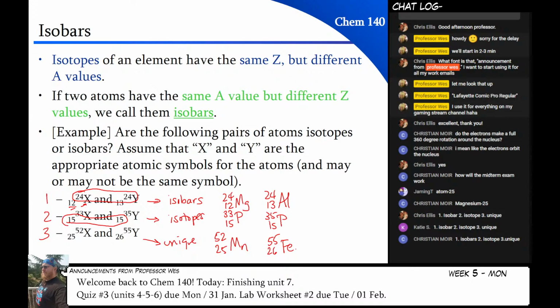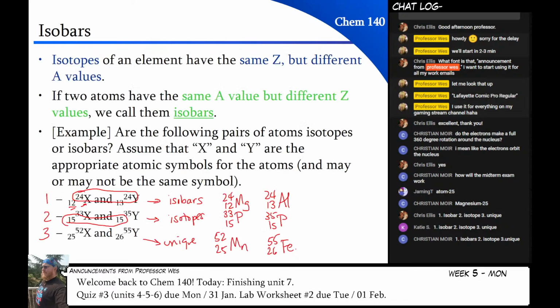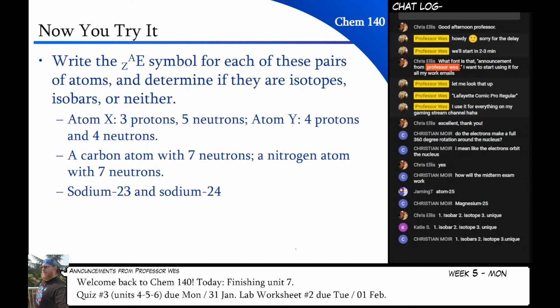All right, so now that we've defined all of these things, oh, I have more practice problems for you to try. Yeah, go ahead and do these, because we have time. So, I want you to write the isotopic notation symbol, just like I did over here, based on these descriptions, and I want you to tell me if the members of each pair are isotopes, isobars, or unique. So, we'll number these again, 1, 2, 3. And then we'll go over the answers, and then we'll keep going. So, see you in a bit.